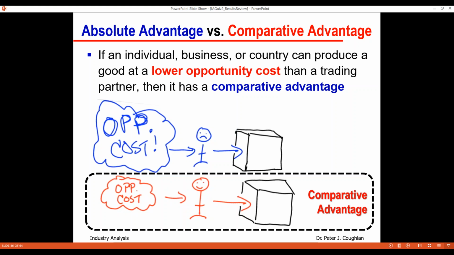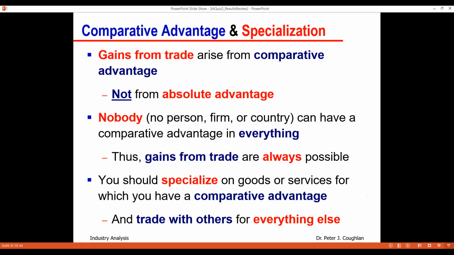Absolute advantage has to do with the inputs that it requires, whereas comparative advantage has to do with the opportunity cost. So gains in trade arise from comparative advantage, not from absolute advantage, right? What really matters for gains in trade is comparative advantage. No person, no firm, no country can have a comparative advantage in everything. It's impossible. I don't care how many goods you have or how many countries you're talking about, mathematically you cannot possibly have a comparative advantage in everything.